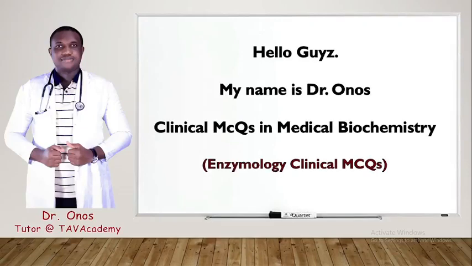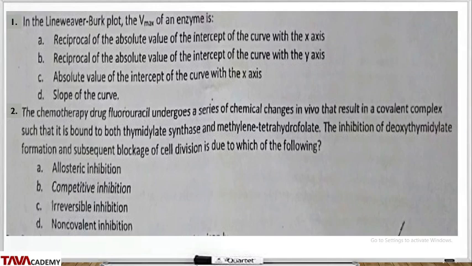So let's look at the MCQ review for the enzymology lecture. Question 1 says, in the Lineweaver-Burk plot, the Vmax of an enzyme is what? If we draw the Lineweaver-Burk plot like this, here it represents the inverse, that's the Vmax, that's this point here, and here this point of intercept at the x-axis is -1 over the Km.